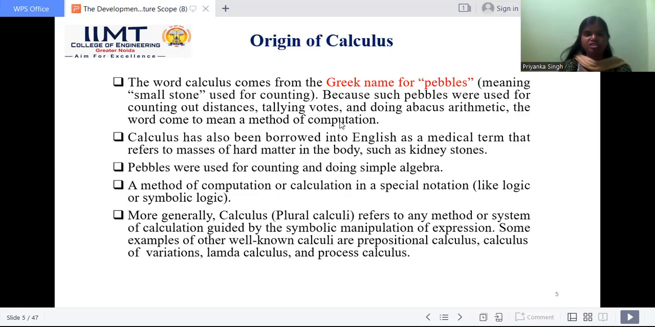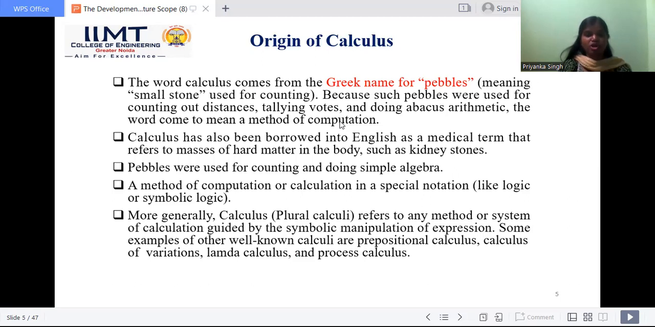The word calculus comes from the Greek name for pebbles, meaning small stones used for counting. Because such pebbles were used for counting out distances, telling words, and doing abacus arithmetic, the word came to mean a method of computation. Calculus has also been borrowed into English as a medical term that refers to masses of hard matter in the body, such as kidney stones.